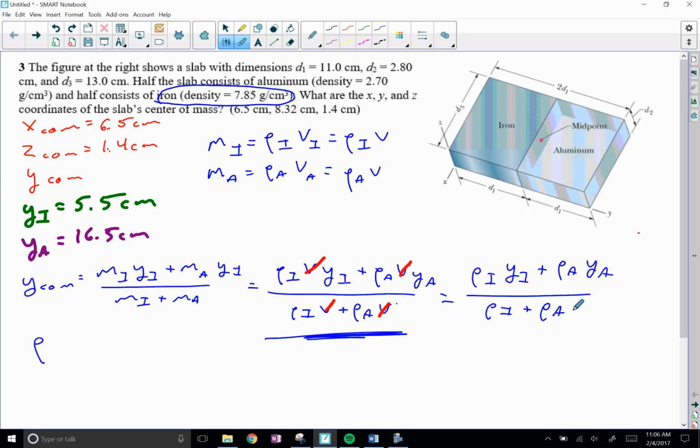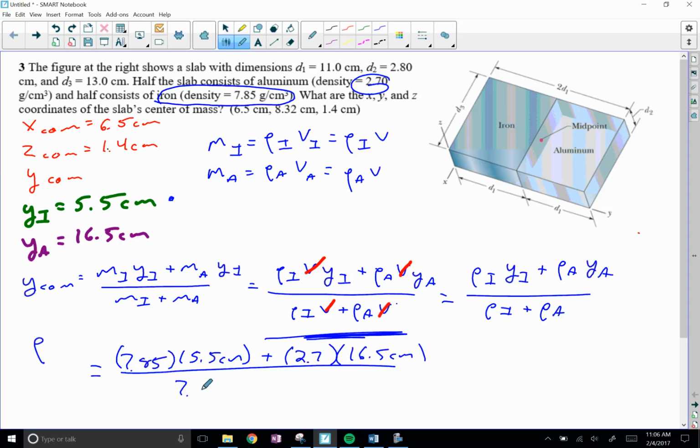All right, so now we can just plug in our numbers. The density of the iron is 7.85. I'm going to skip the units because they're going to cancel anyway. Times the y position of the iron, that's 5.5 centimeters, plus the same thing for the aluminum. Its density is 2.7, times its position, 16.5 centimeters, all divided by my total density, which is a weird thing. If you simplify this expression, you get 8.32 centimeters. So there's our y center of mass, 8.32 centimeters.